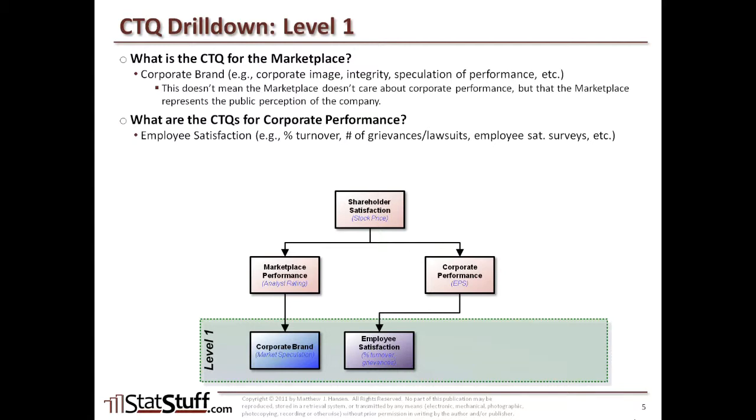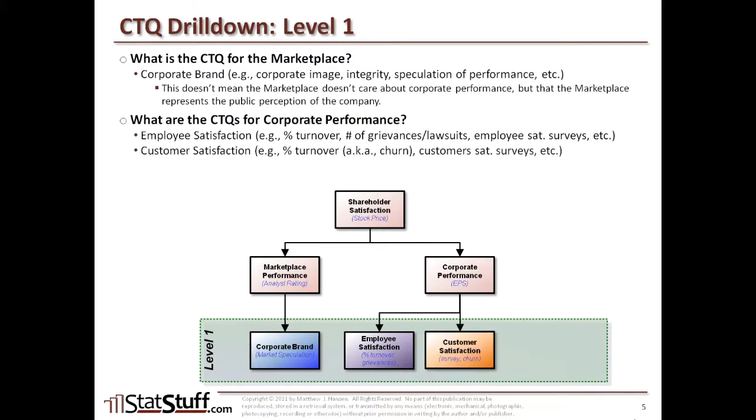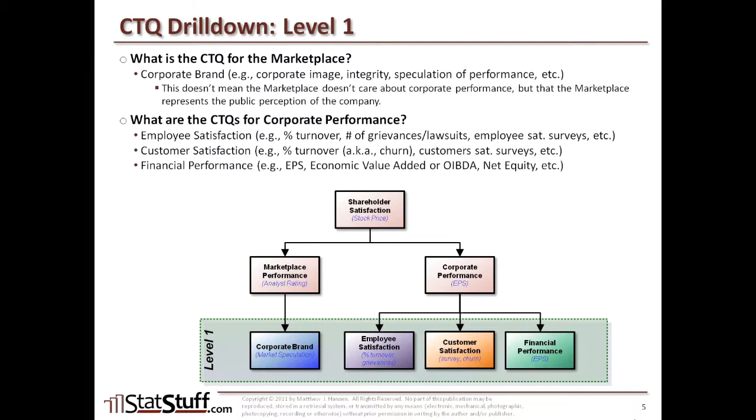Another CTQ could be customer satisfaction, similar where we can see the turnover or churn for the customers themselves if they're leaving the company or no longer purchasing the items that are being sold by the company. Or we might also have surveys that help to measure the customer satisfaction. And the third one that we might use as a CTQ for corporate performance is financial performance. This is how well the company is really performing in its net equity. Or there are several other ways we can measure it, again, earnings per share or some sort of economic value added or OIBDA or some other types of measurements that measure the financial performance of the company.